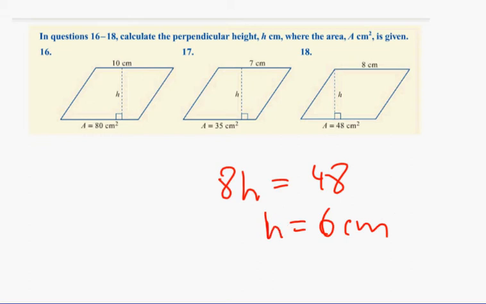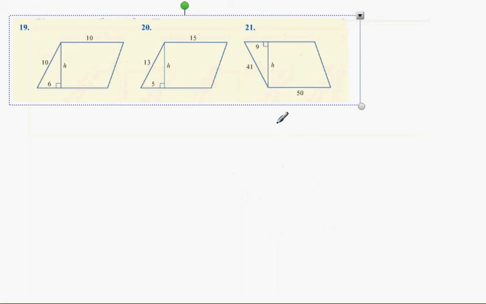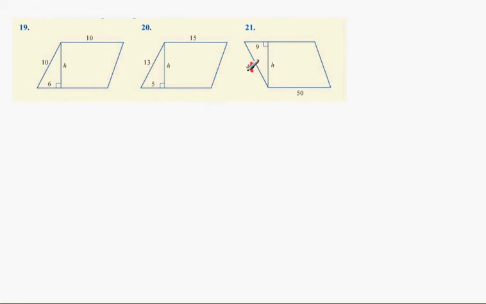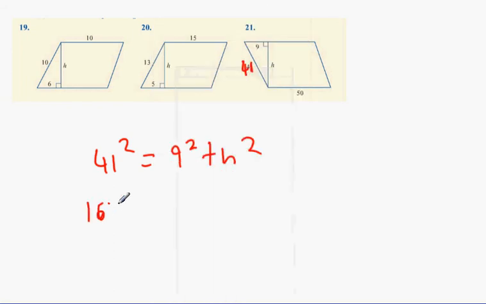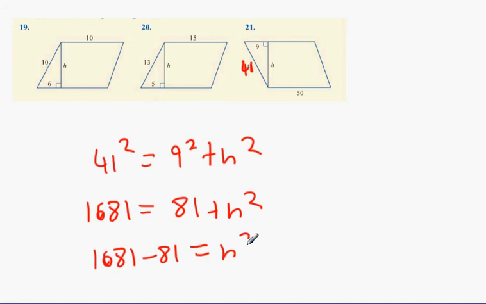Now, the next one after that is number 21. And 21 requires you to do Pythagoras' theorem to find out what h is. So you're going to get 41 squared equals 9 squared plus h squared. 41 squared is 1681, so 1681 equals 81 plus h squared. Take away your 81 and what happens? 1600 equals h squared. H therefore equals 40. Okay?